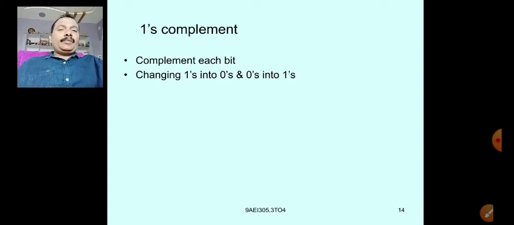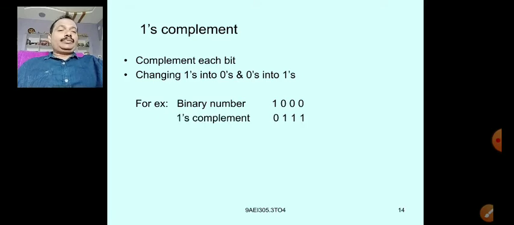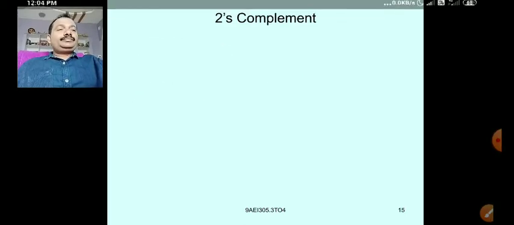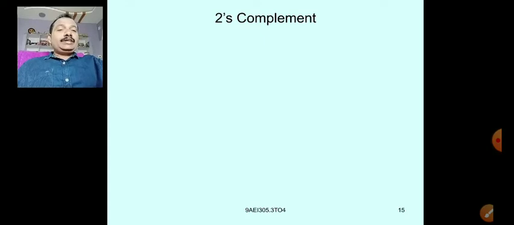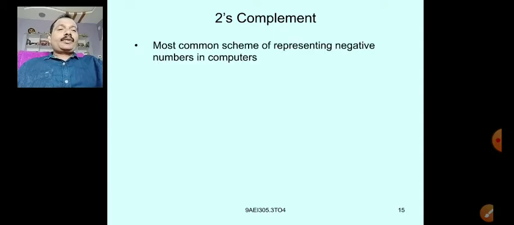So what is the ones complement? Ones complement is just complementing each bit, that means changing ones into zeros and zeros into ones. For example, let us take the binary number 1000 1000. Ones complement, how do you get? You just change each 0 to 1 and 1 to 0. Let us take the twos complement next.